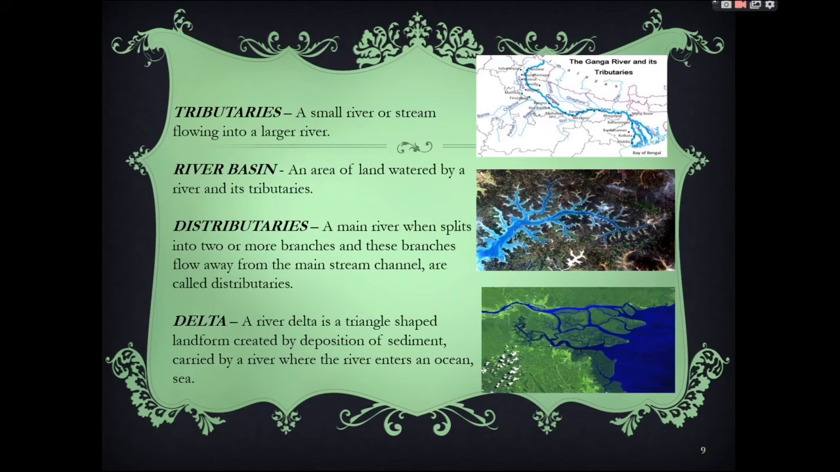Next one is delta. A river delta is a triangle shaped landform created by deposition of sediment carried by a river where the river enters an ocean or sea. In the right hand side picture, we can see some triangle shaped landforms. These are called delta.